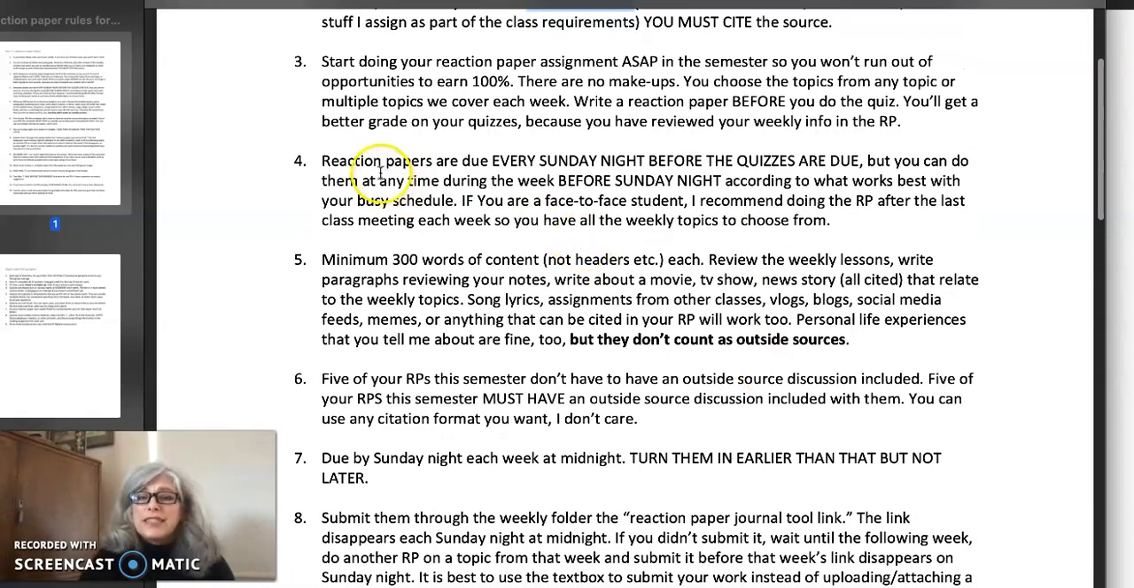Okay, it's a good idea to do your reaction paper before you do your quiz. Quizzes and reaction papers are both due Sunday night at midnight. It's a good idea to do your reaction paper before your quiz, because you're reviewing the information that we covered during the week, and your quiz is going to be on information that we covered during the week. So 2 + 2 = 4. Do your reaction paper, which reviews the information, before you do a quiz, which tests you on the information. Okay. And we'll do another video to explain what the quizzes are all about.